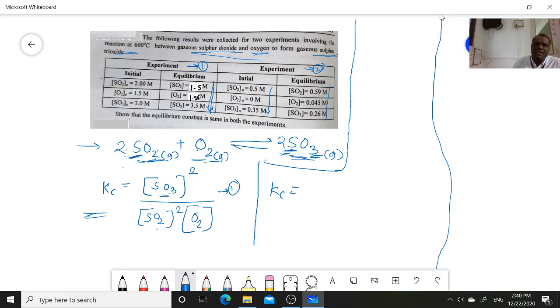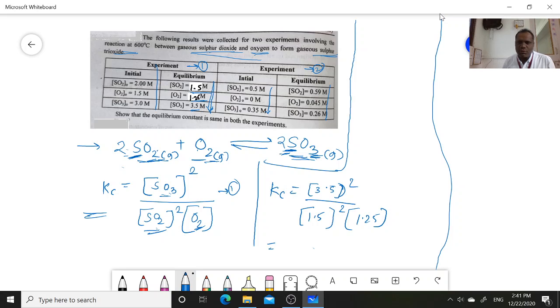SO3 concentration squared. SO3 concentration is 3.5 molar, so 3.5 raised to 2, divided by SO2 squared. SO2 concentration is 1.5 molar, so 1.5 raised to the power 2, multiplied by the O2 equilibrium concentration, that is 1.25. Remember that we are taking the equilibrium concentration value, not the initial concentration value. The initial concentration is before the reaction starts, and after forming the reactant and product, the equilibrium concentration is when the reaction has reached equilibrium.